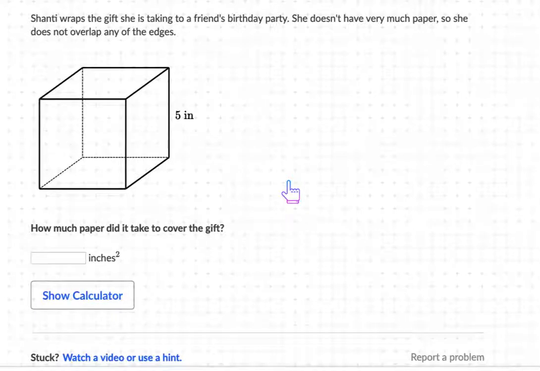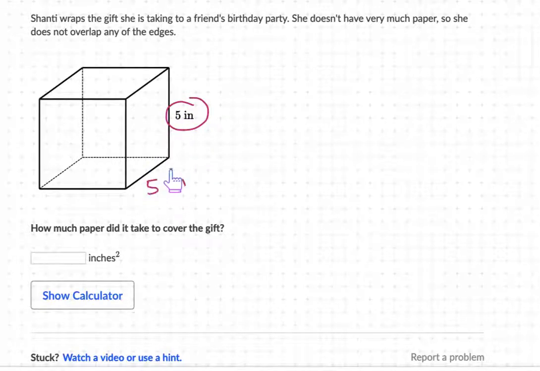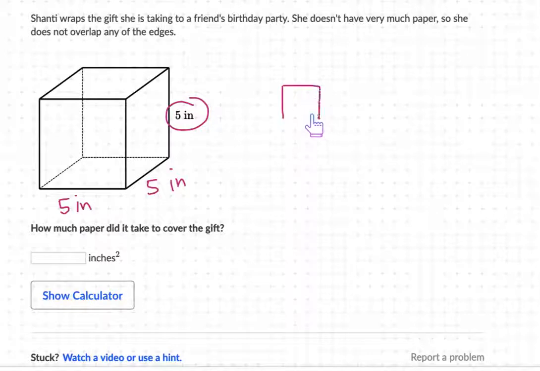So she's going to need to do some math here. How much paper did it take to cover the gift? Go ahead and pause the video and try it on your own first. Okay, so it looks like since they just gave us 5 inches that we can assume that everything else is also 5 inches. Okay, and we're talking about surface area. So that means that we need to unravel this into a net. So I'm going to start with the bottom.